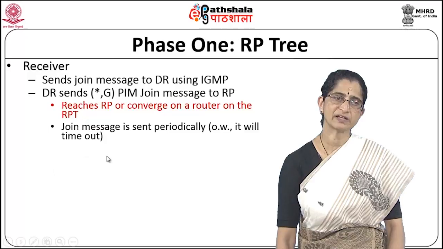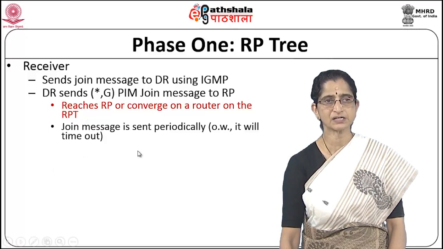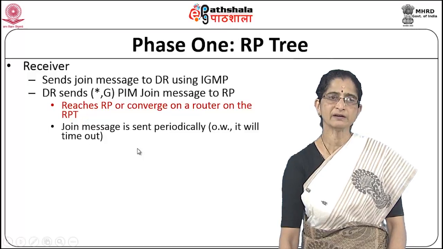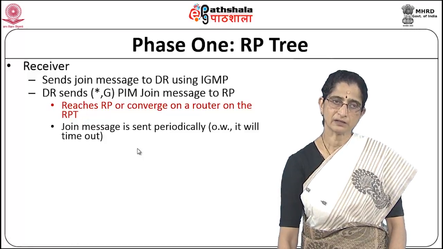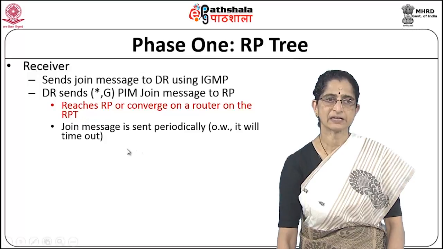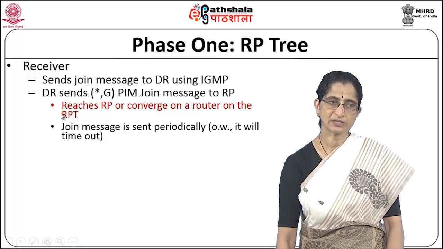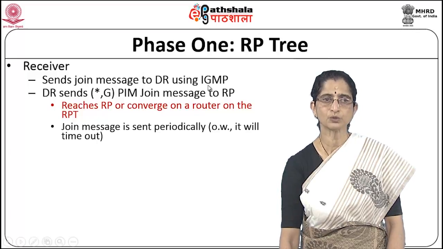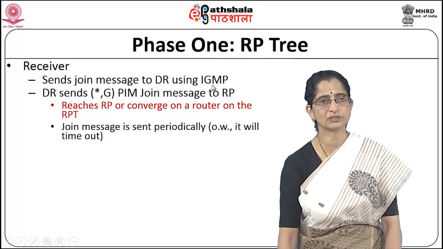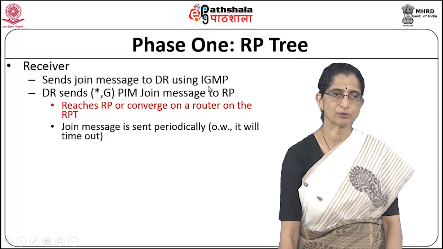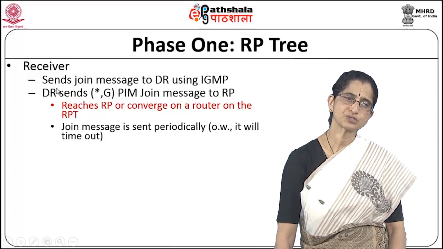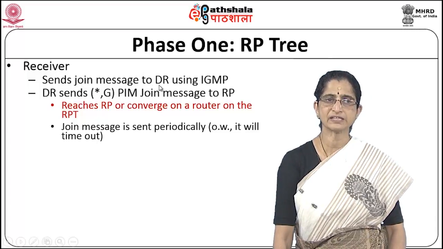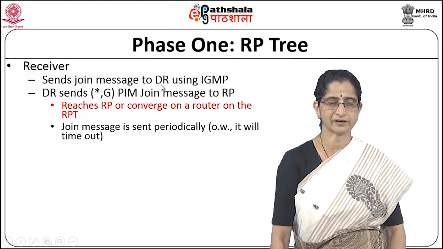What are the various steps that need to take place here? Basically it starts with the receiver joining the group and informing the RP that it is interested in receiving messages. The receiver starts by sending a join message to the designated router using the IGMP protocol. IGMP is our group management protocol. The IGMP protocol will be used by the receiver to inform its designated router. Remember, the designated router is the one that it is directly connected to.